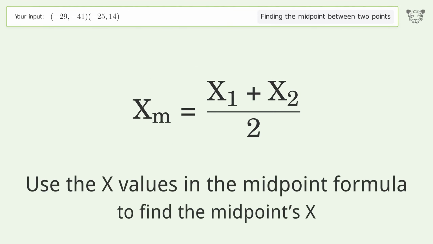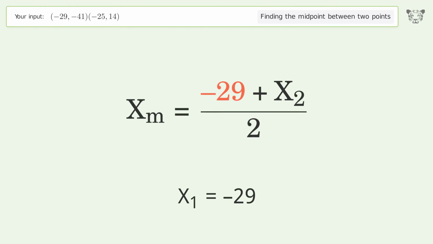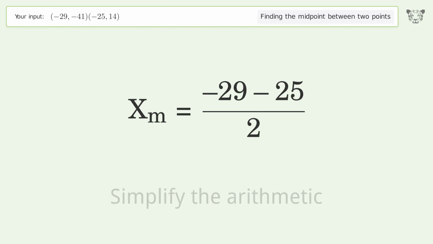Use the x values in the midpoint formula to find the midpoints x. x1 equals -29. x2 equals -25. Simplify the arithmetic.